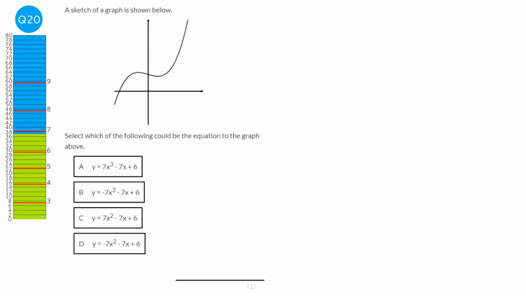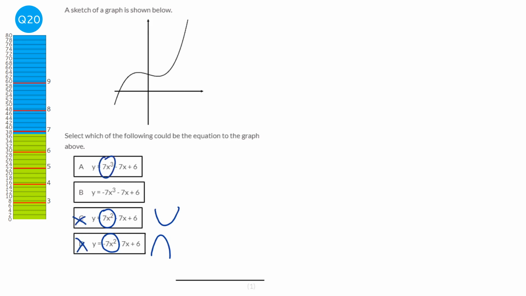With this question, you've just got to know what the different functions look like. So with C and D, we've got quadratic functions. One's a positive quadratic, which is a U shape. One's a negative quadratic, which is a kind of upside down U shape or an N shape. And here we don't have that. So we can get rid of those in our thoughts straight away.